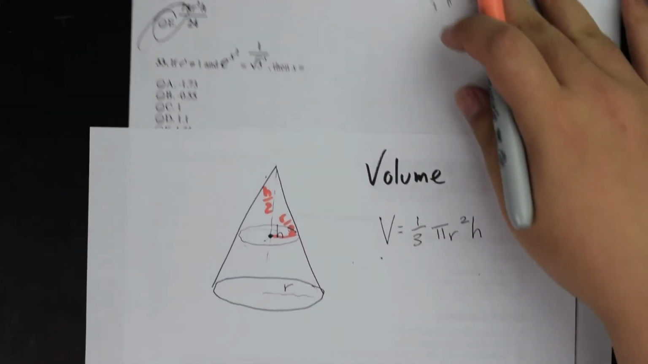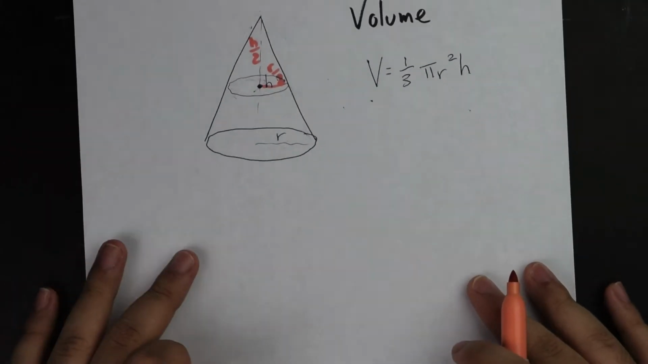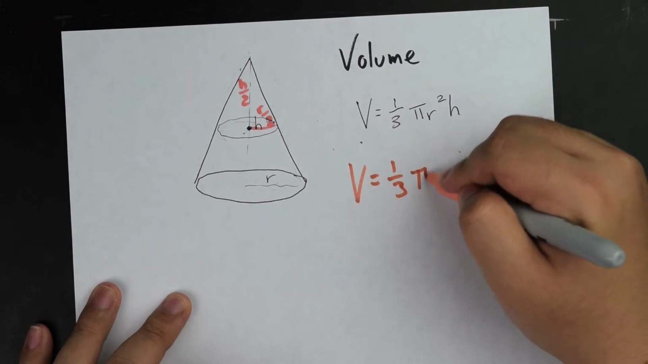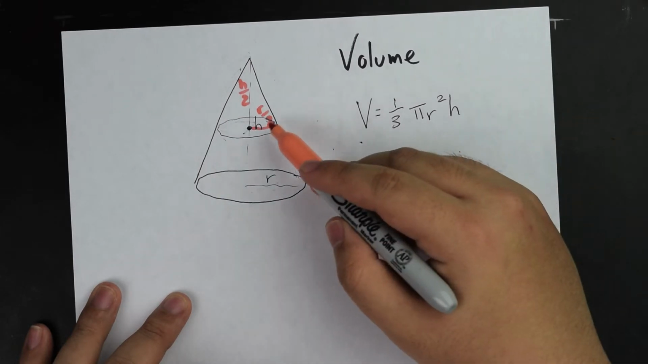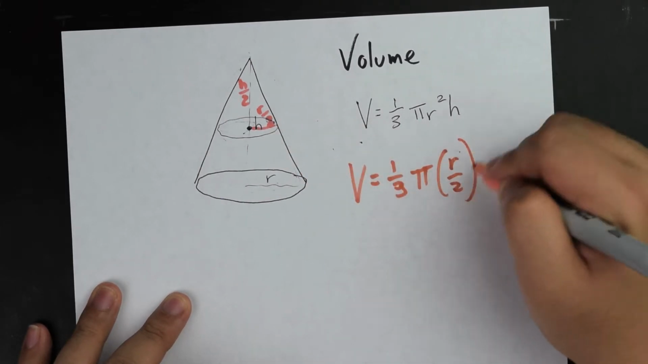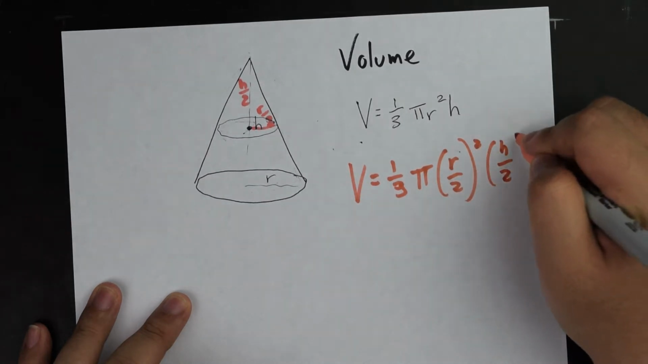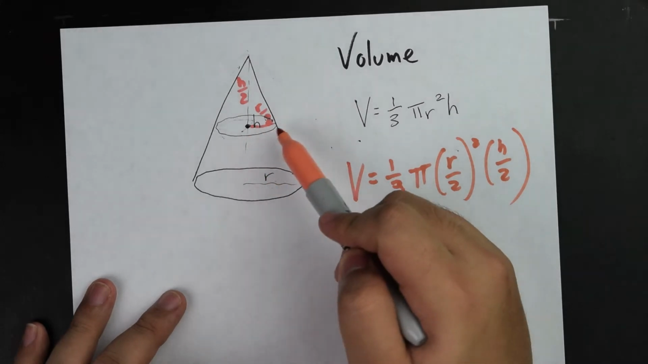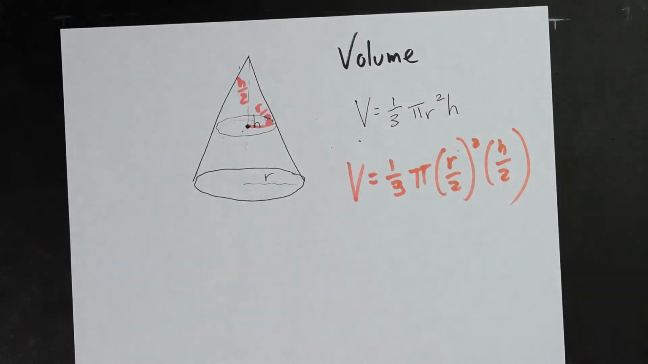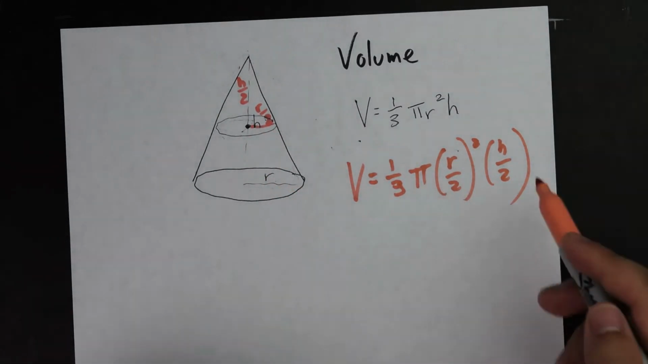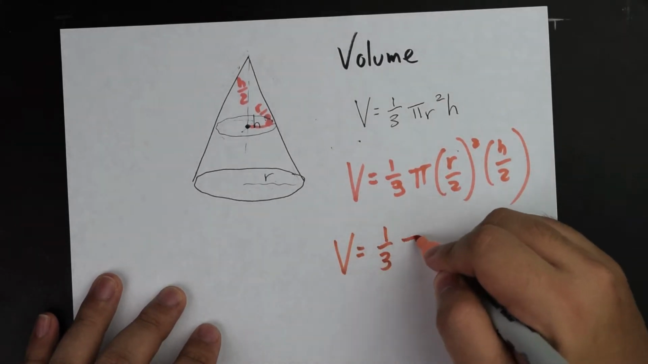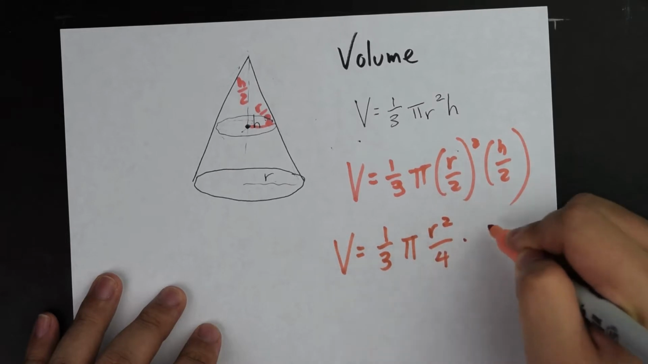So the volume for the smaller cone, and I'm going to remove this so the Sharpie doesn't bleed through. The volume for the smaller cone is going to be volume equals 1/3 pi, and now the r is going to be r over 2 squared, h over 2. Because the h over 2 is the smaller height of the smaller cone, and the r over 2 is the smaller radius of the smaller cone. And so now I'm going to simplify this part right here. So it's going to be v equals 1/3 pi r squared over 4 times h over 2.